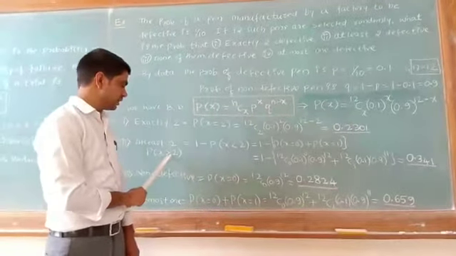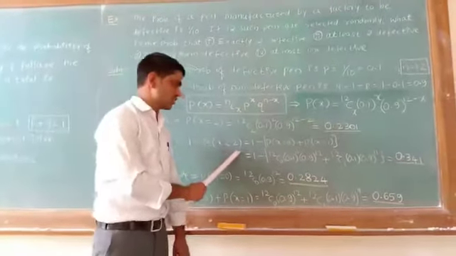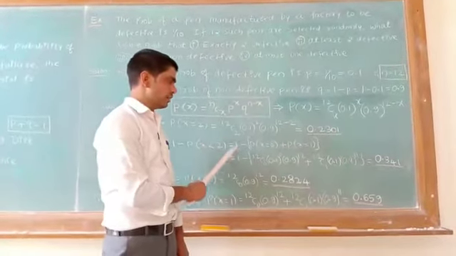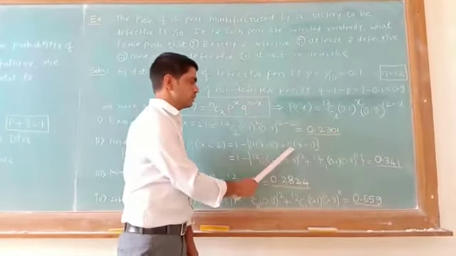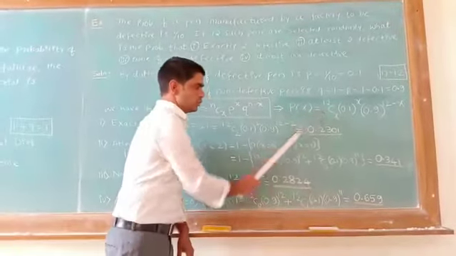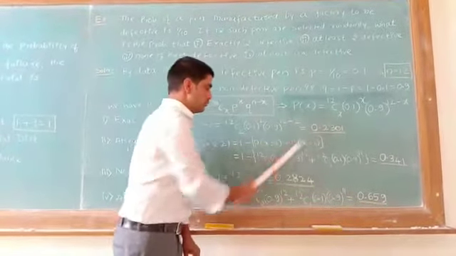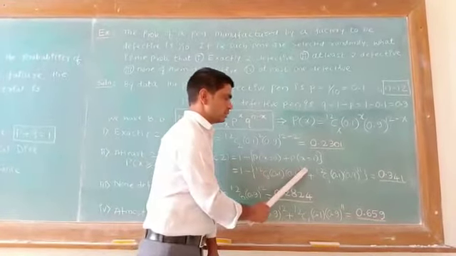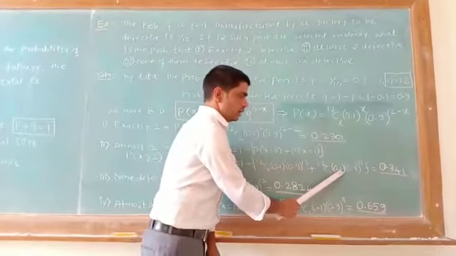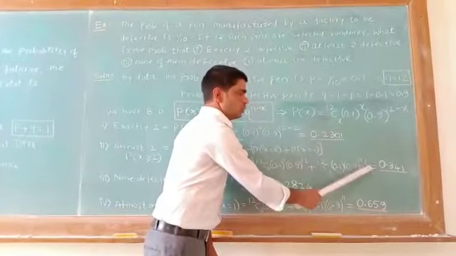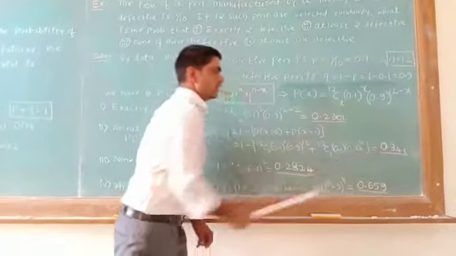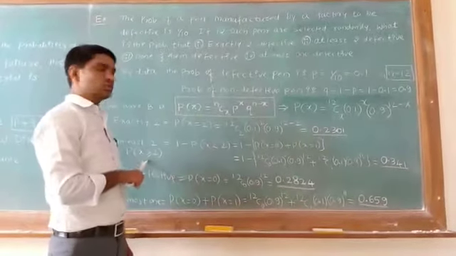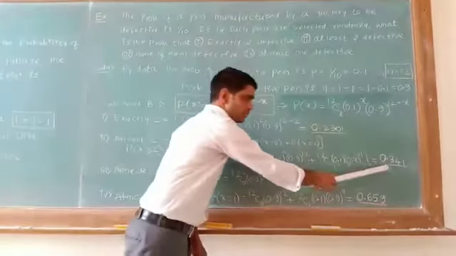So X values are less than 2, that is 0 and 1. So 1 minus the sum of P of X equal to 0 plus P of X equal to 1. In this equation, put X equal to 0, put X equal to 1, and simplify. 1 minus 12C0, 0.1 raised to 0, 0.9 raised to 12 plus 12C1, 0.1 into 0.9 raised to 11, and on simplifying we get 0.341. So out of 12 pens, the probability that at least 2 are defective is 0.341.